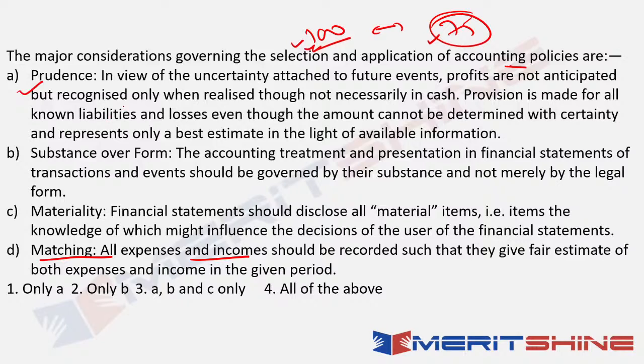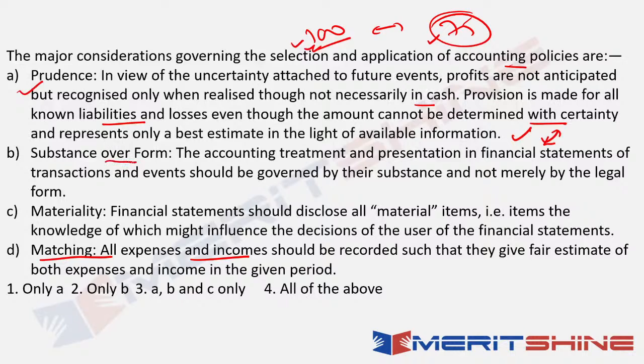Profits are not anticipated but recognized only when realized, not necessarily in cash. Provision is made for all known liabilities and losses even though the amount cannot be determined with certainty. So losses you are accounting for reasonably, and profit you will accept only when it is beyond doubt. All right, that's your prudence principle.